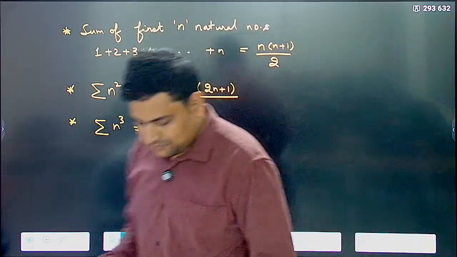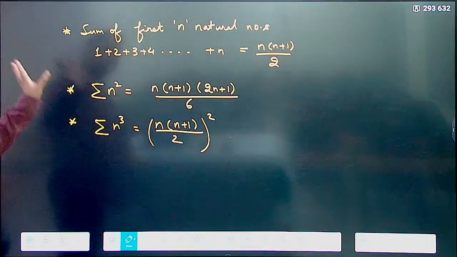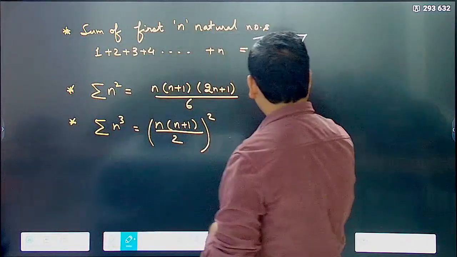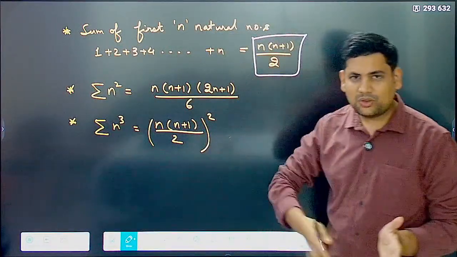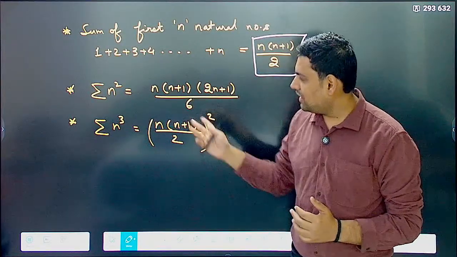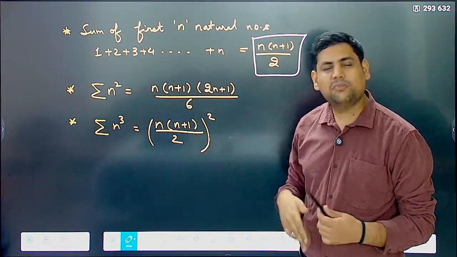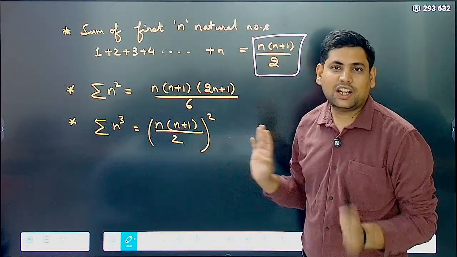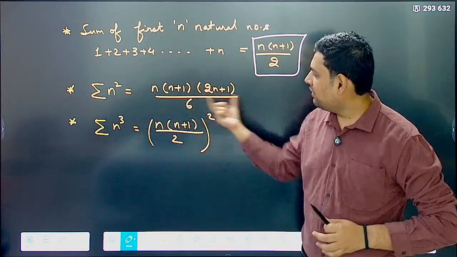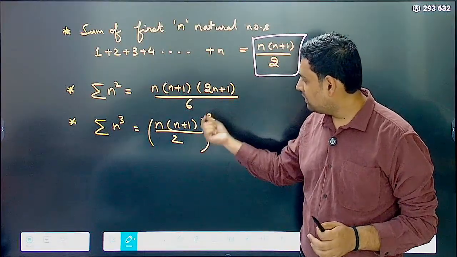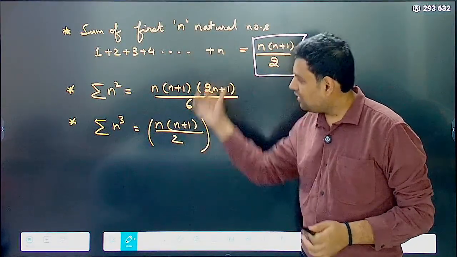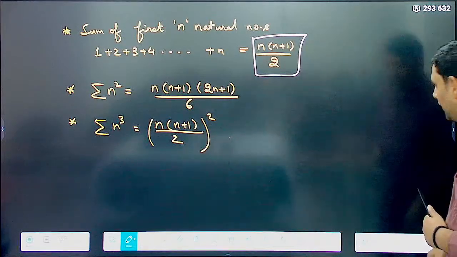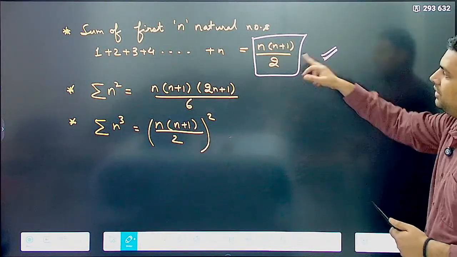Now, this is something that will be used again and again. This is the formula for the sum of the first n natural numbers: n into n plus 1 by 2. It will be used many times. Then the summation of n square and n cube I have also written. Please try to remember it, though it is not used much in UPSC CSAT till now. The sum of squares is n into n plus 1 into 2n plus 1 by 6, and the sum of cubes is just the square of the first formula. Understood? But you must remember n into n plus 1 by 2.